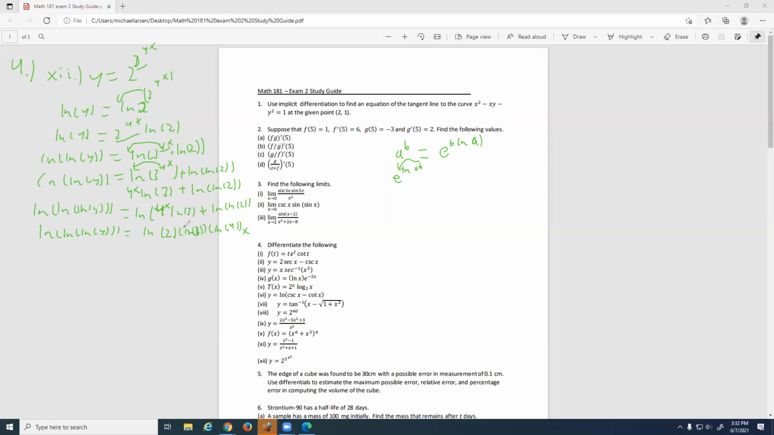So if we apply that in this case, instead of just taking the natural log a bunch of times, we'll get y is equal to, in this case, our a is equal to 2 and our b is 3 to the 4 to the x. We'll get e to the power 3 to the 4 to the x times the natural log of 2. All right, so then from there, we want to differentiate this. So y prime is equal to the derivative of this with respect to x. And then how could we evaluate this derivative now?